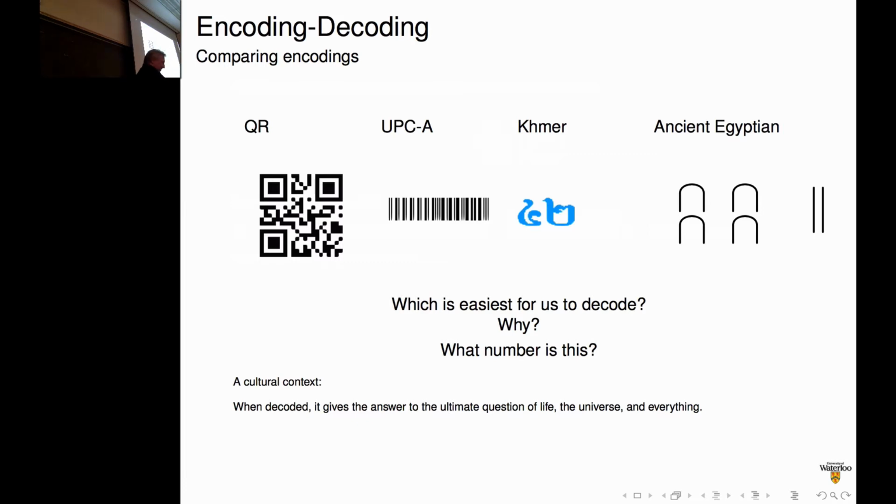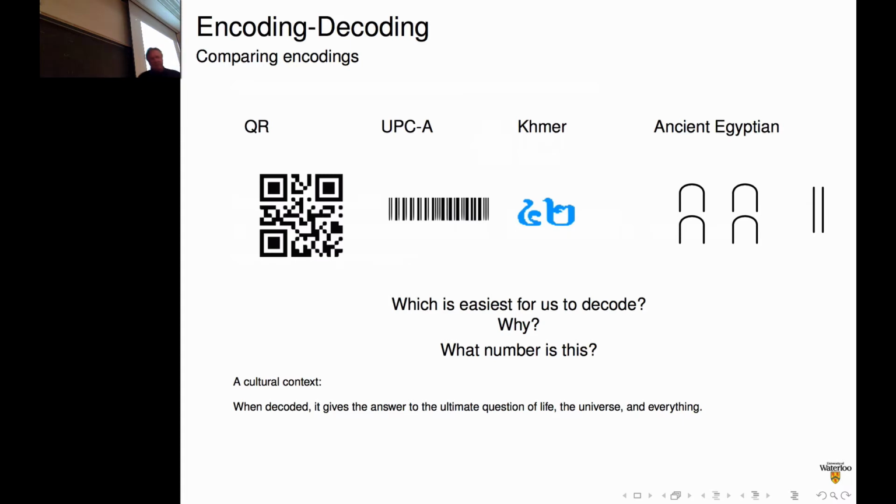So if I gave you that cultural hint, you might know what it is. Those of you that are sci-fi. Right? That's the answer to the question of life, the universe, and everything, is 42. As everybody who reads Hitchhiker's Guide to the Galaxy knows. So that's 42 in 4 different representations.